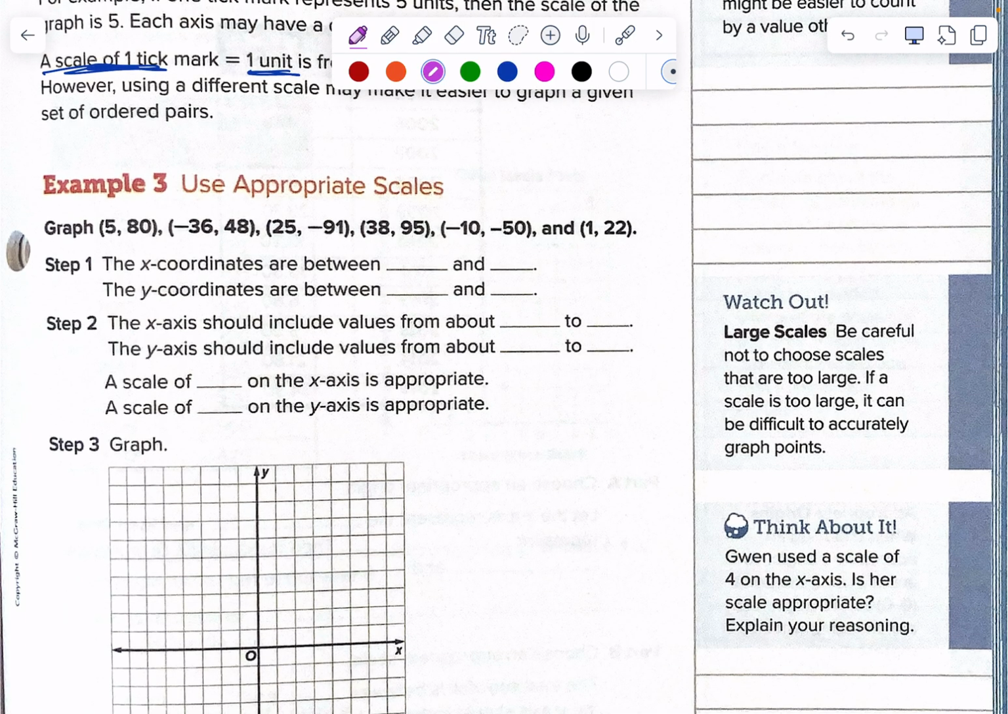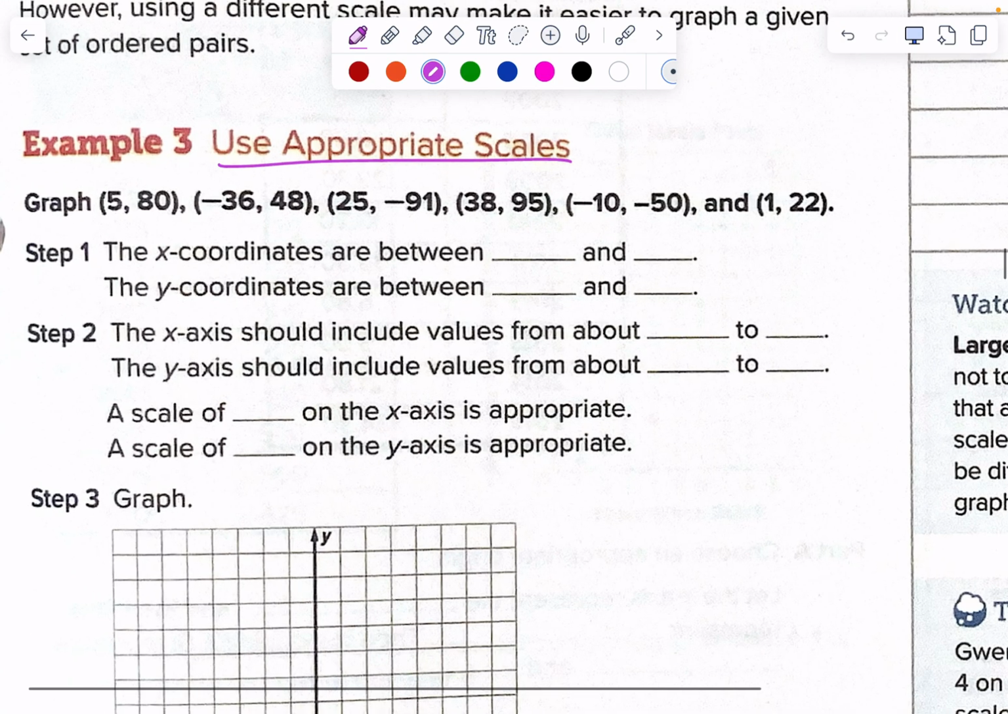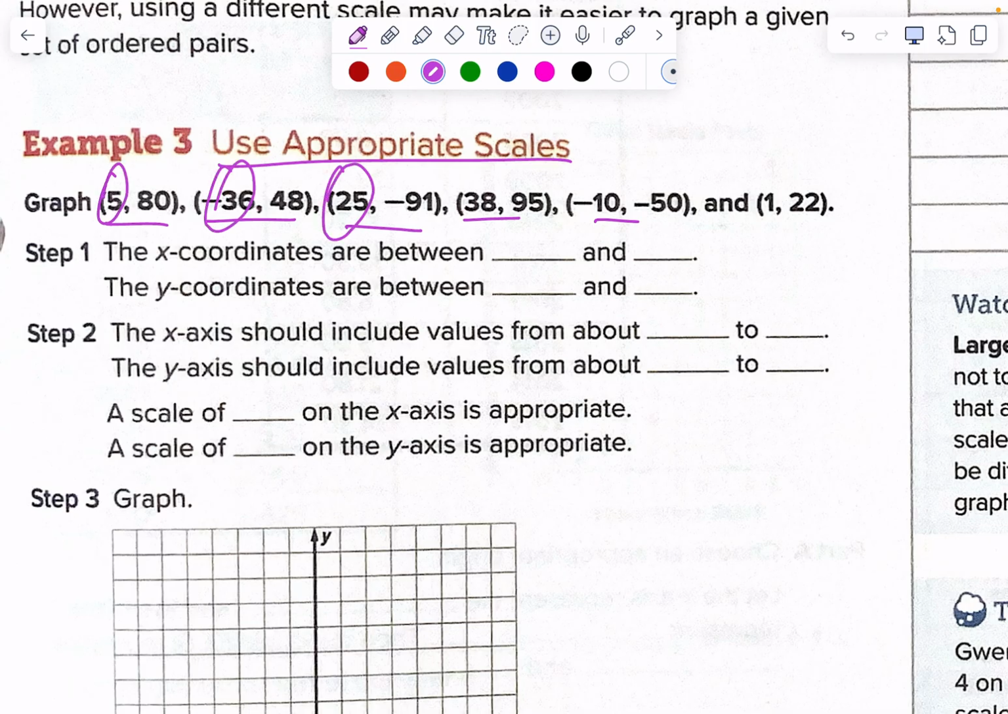So that's what they're going to have us do in example 3. It says use an appropriate scale. The points are 5, 80, negative 36, 48, 25, negative 90, and so on. Let's talk about step 1: what our x's are going from. The x coordinates are the first coordinate. What is the lowest number I have for x coordinates? Negative 36. And what's the highest number? Positive 38.